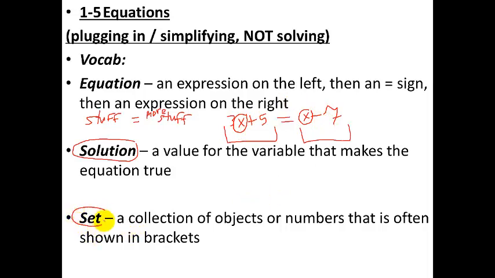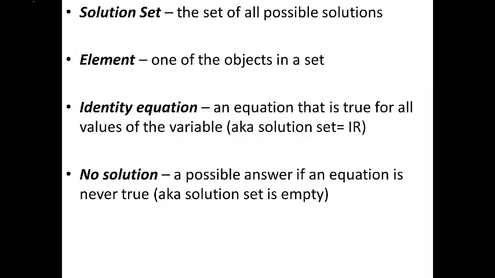Okay, what is a set? A set is just a collection of objects or numbers. And it's shown in brackets typically. The reason this has something to do with math is because you can have a solution set. Sometimes there's more than one answer, and so if you have 2 or 3 or 4 answers, you call that a solution set. So that's our next vocabulary word, solution set: the set of all possible solutions.